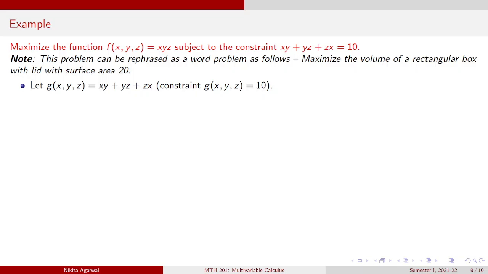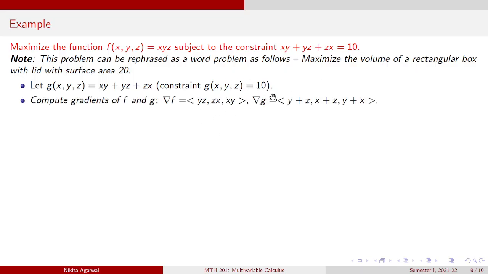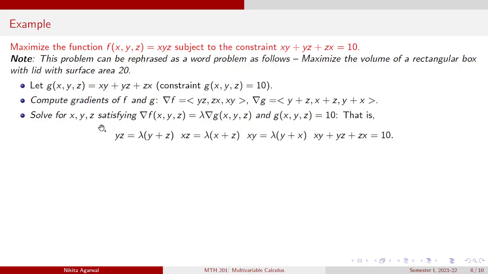So we have to first set what g is. g in this case is xy plus yz plus zx, and this is the level curve, right? This is the constraint. So what is the method? You compute gradients of f and g, which are this. You solve for x, y, z and lambda, which satisfy these equations, which give you yz equal to lambda times (y plus z), xz equal to lambda times (x plus z), and xy equal to lambda times (x plus y), and xy plus yz plus zx equal to 10.